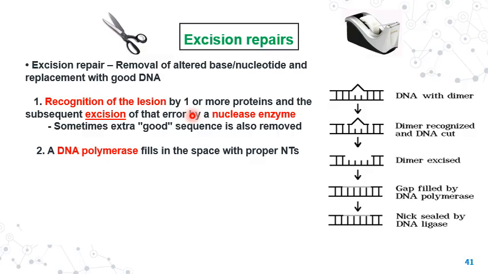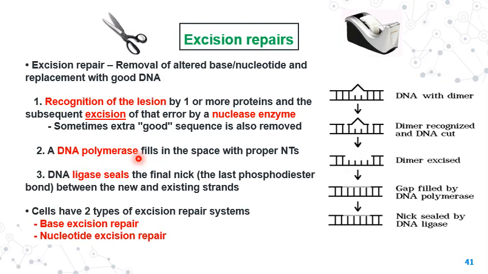The main idea is that you have a nuclease enzyme, which is actually an endonuclease, because this thing is in the middle of your double helix, it's not at the ends. The endonuclease goes in there, cuts the piece out, and then DNA polymerase fills in the gap, and then DNA ligase seals the gap, just like we have seen before. Okay? Two types of excision repair: base excision repair and nucleotide excision repair.